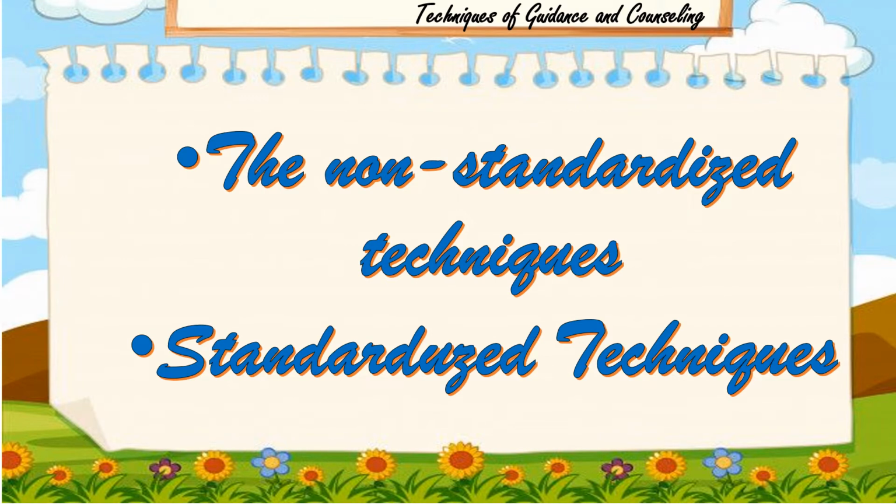The techniques which are generally employed by guidance workers for collecting basic data about a person are either the non-standardized techniques or the standardized techniques. Both these categories of techniques are used in getting the primary data. All these techniques are useful. The only consideration which the guidance worker should keep in mind here is that the techniques employed should give reliable and objective information.